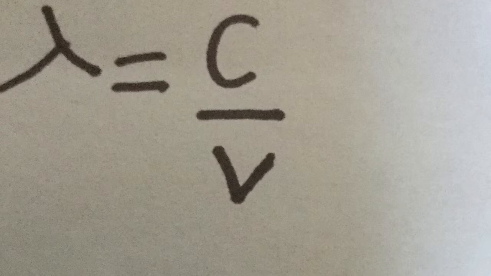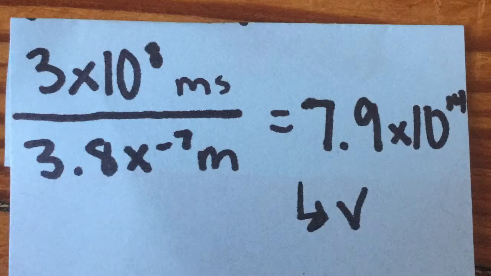So in this equation, we are solving for frequency because we already have the wavelength, which is 380 nanometers, and we already know that c is the speed of light constant, 3 times 10 to the 8th. When we solved for frequency, we ended up getting 7.9 times 10 to the 14th.